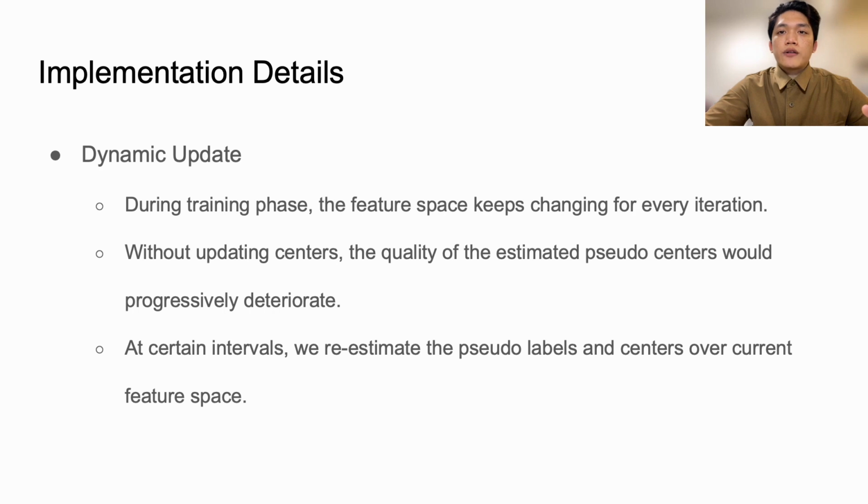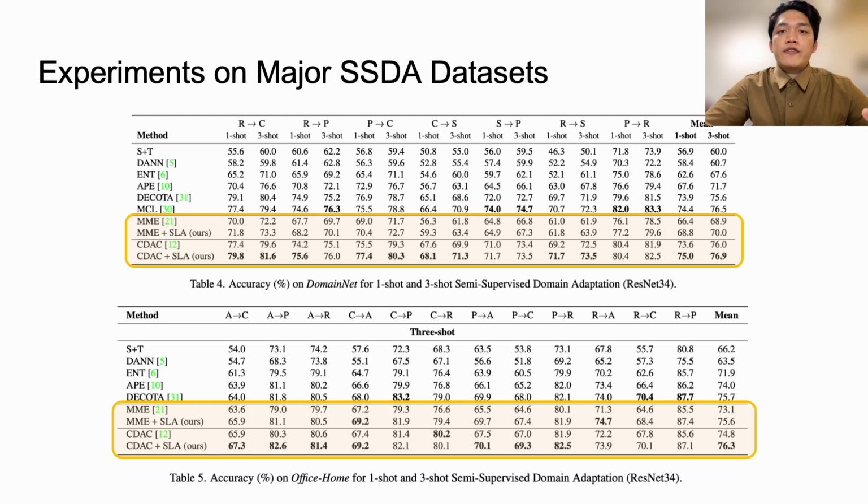Another concern arises regarding the update of pseudo-labels and pseudo-centers. During the training phase, the feature space keeps changing at every iteration. If the centers are not updated accordingly, the quality of the estimated pseudo-centers would progressively deteriorate. To address this, at certain intervals, we re-estimate the pseudo-labels and centers based on the current feature space, ensuring their alignment remains accurate. To validate the effectiveness of our method, we employ our framework in two representative SSDA algorithms, MME and CDAC. Through comprehensive comparisons with other state-of-the-art algorithms, our approach demonstrates superior performance on both DomainNet and Office-Home datasets. Please refer to our main paper for more experimental results.